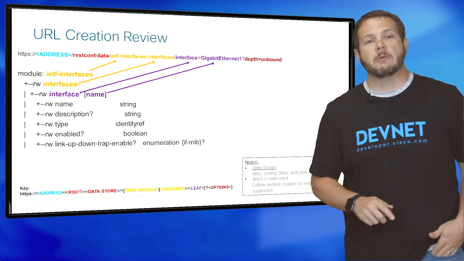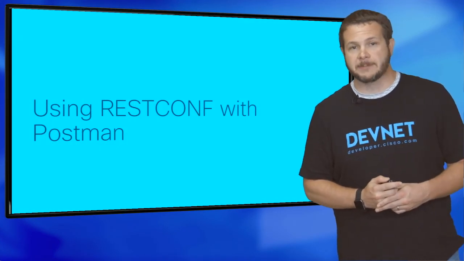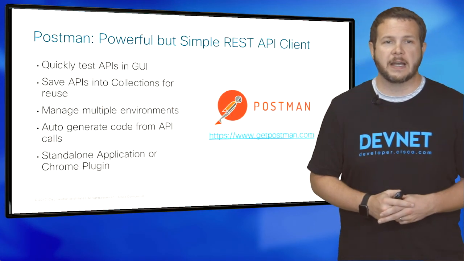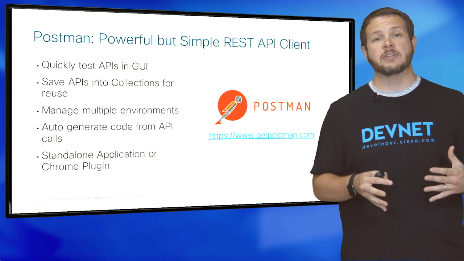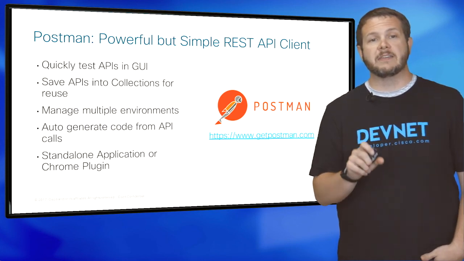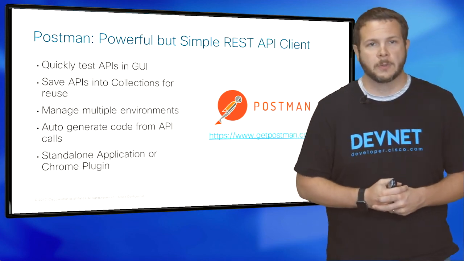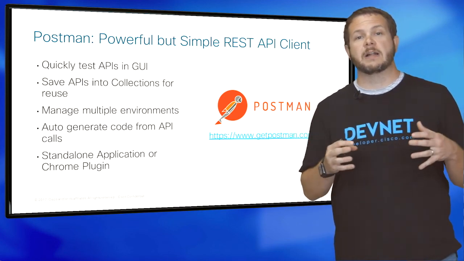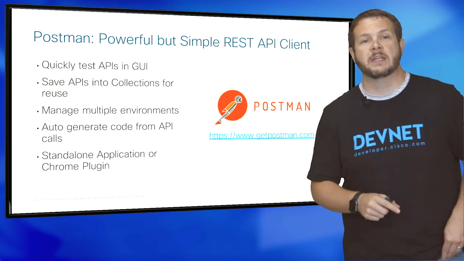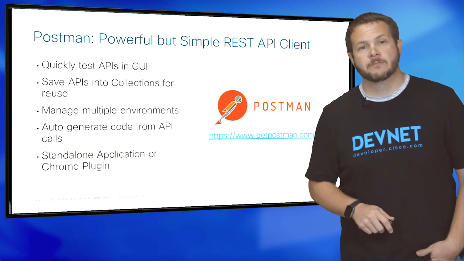Now that we've talked through the fundamentals of RESTconf, let's see it in action using Postman. As a reminder, Postman is a powerful but simple REST API client that's available either as an application or a plugin to web browsers like Chrome. And it gives you the ability to save APIs into collections and set up environments and auto-generate code. We spent a good amount of time inside of the Programming Fundamentals module looking at how we would use Postman in a general fashion, and now we're going to put it to use using RESTconf.